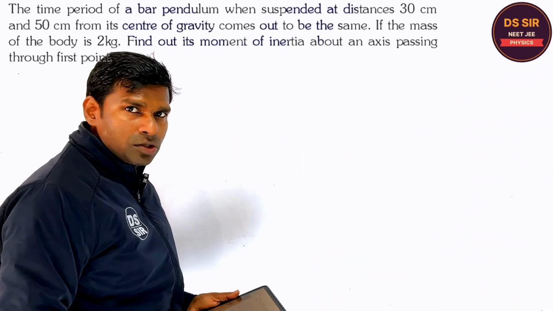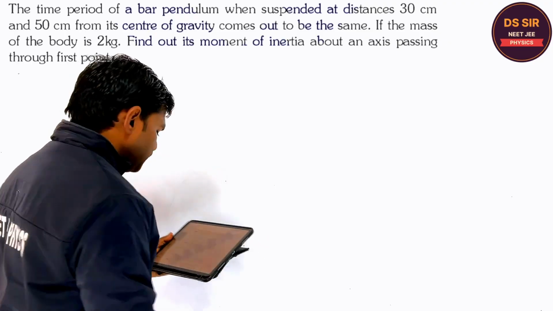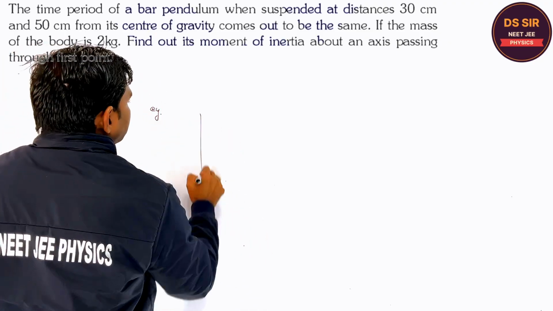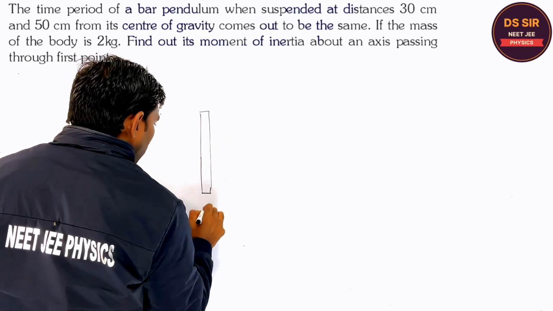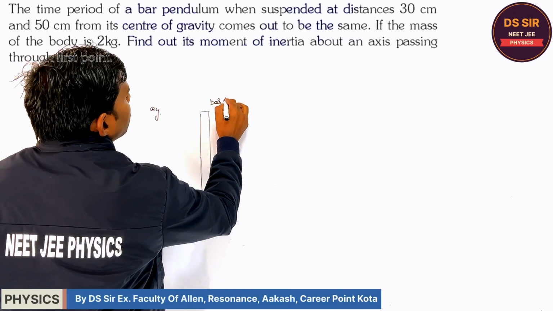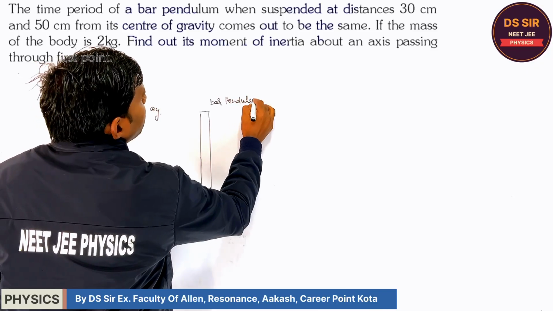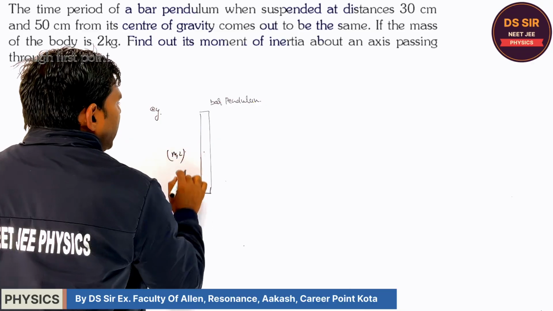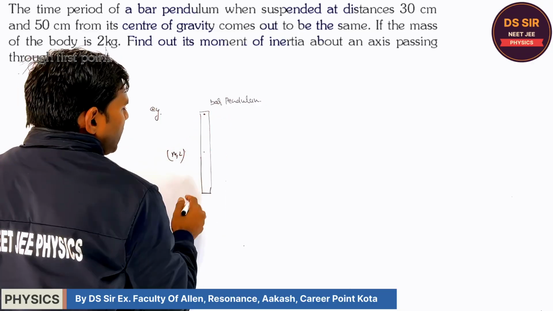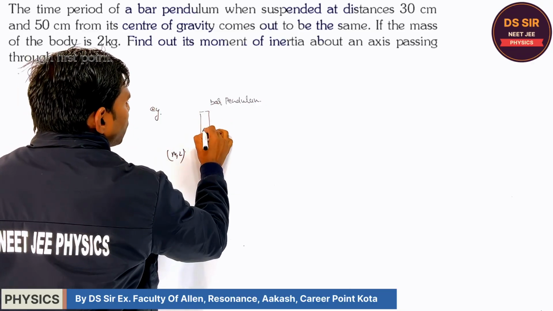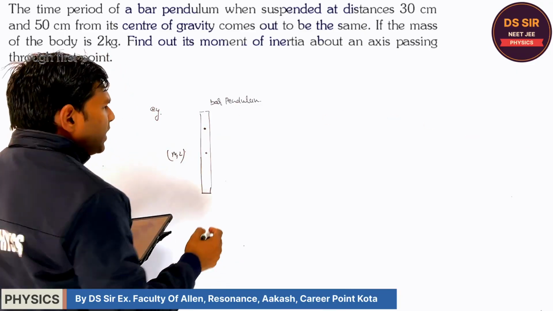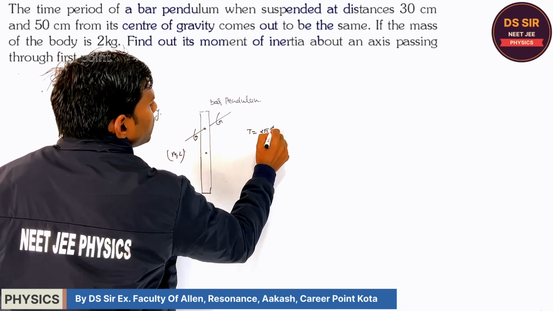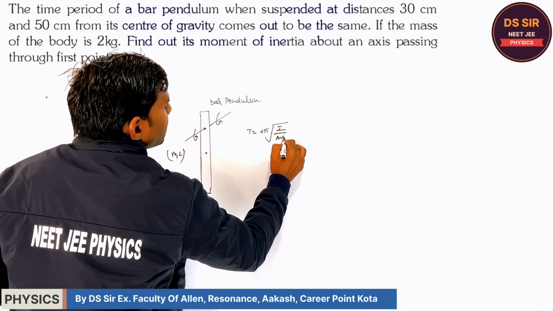Copy this, so you can read this question. In this example, the time period of bar pendulum. Suppose this is the rod, the bar pendulum. What is the bar pendulum? You tell. Bar pendulum is nothing but a rod of mass m, length L. And the time period of this bar pendulum about any axis of rotation is the same as we have found. Suppose this is the axis of rotation. What is the time period of oscillation? It is 2 pi root I upon mgl. Is it clear or not?